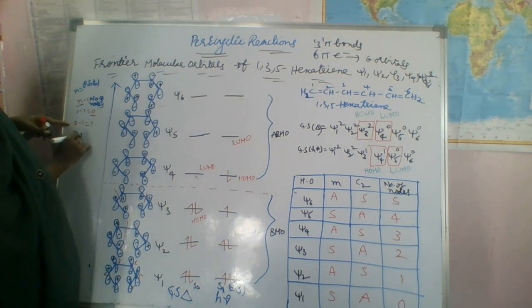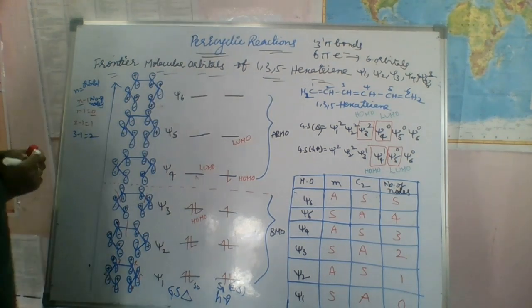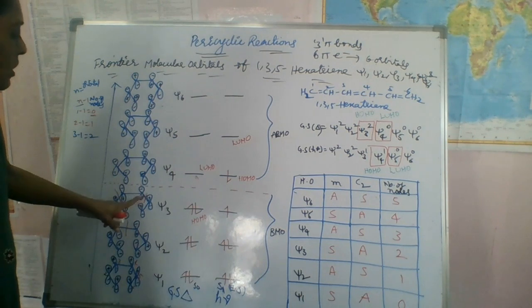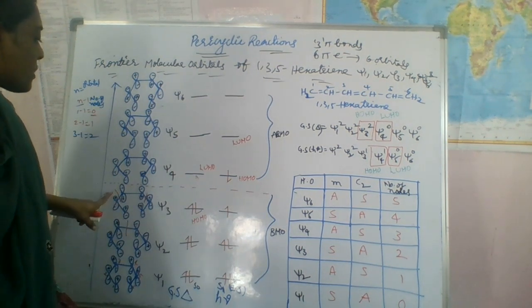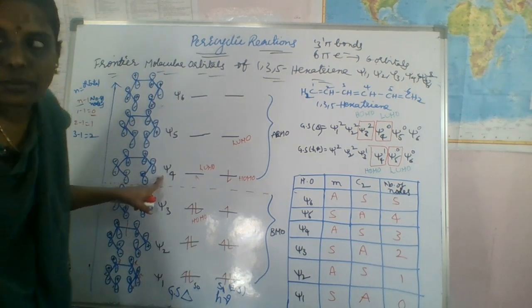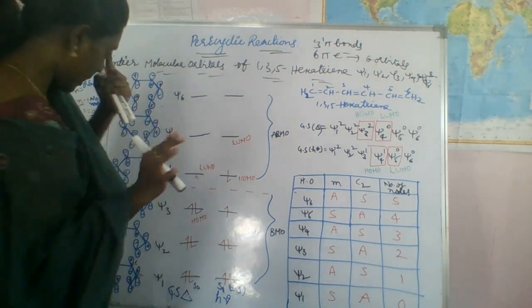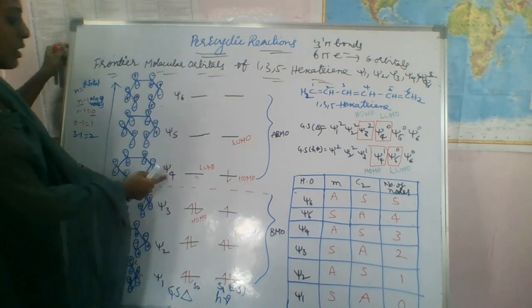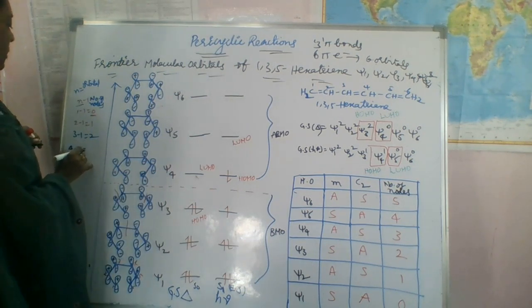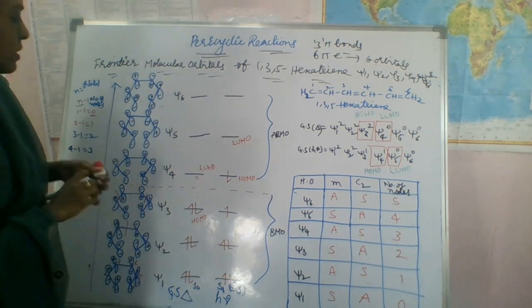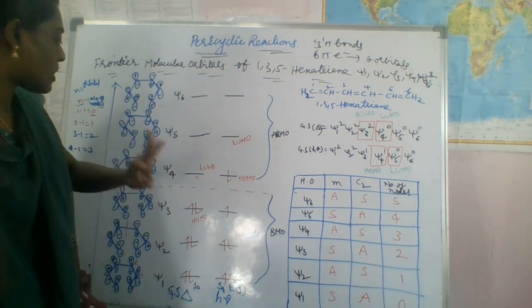3 minus 1 is 2 nodes, right? Here 2 nodes are present. I have clearly shown this: this is 1 and this is 2. What about psi 4? In psi 4 there are 3 nodes, right? Psi 4 means 4 minus 1 is equal to 3. So 3 nodes are present.